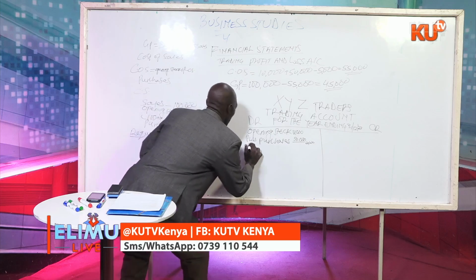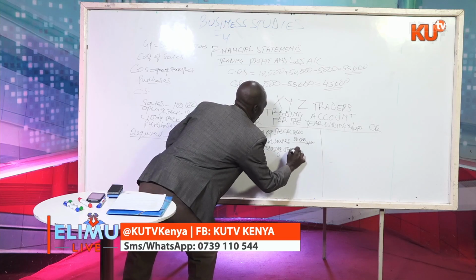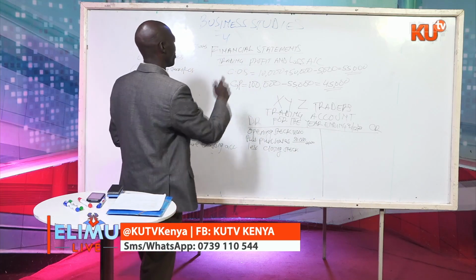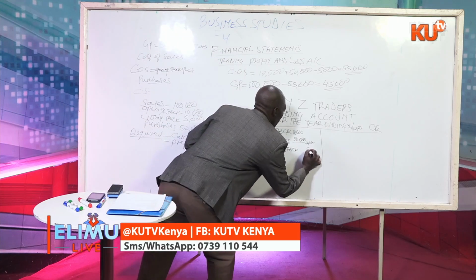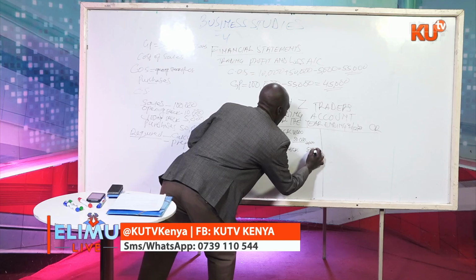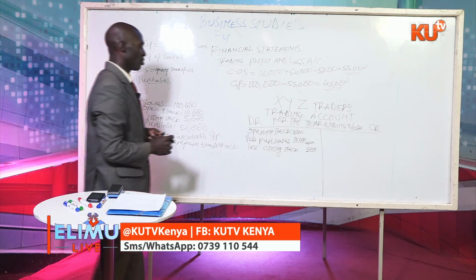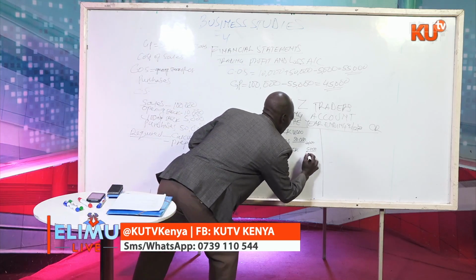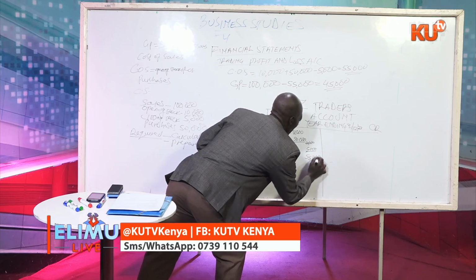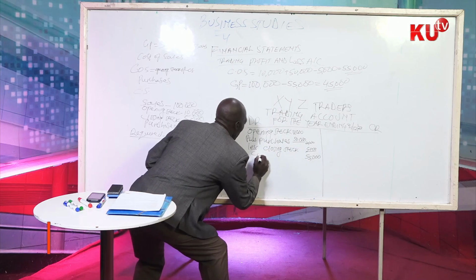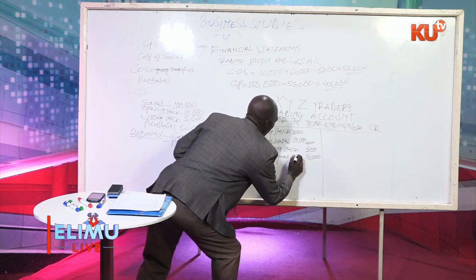Then down here, less closing stock. So closing stock here is 5,000. So the difference here comes to 55,000. So this is 55, the cost of goods sold.